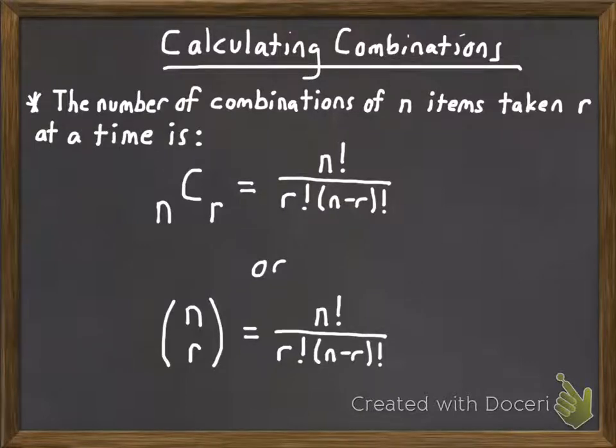Now, when I say the number of combinations of n items taken r at a time, what I just did was I had 5 items and I chose groups of 3. Or I had 5 items and I had groups of 4. That's what we did in the previous example.